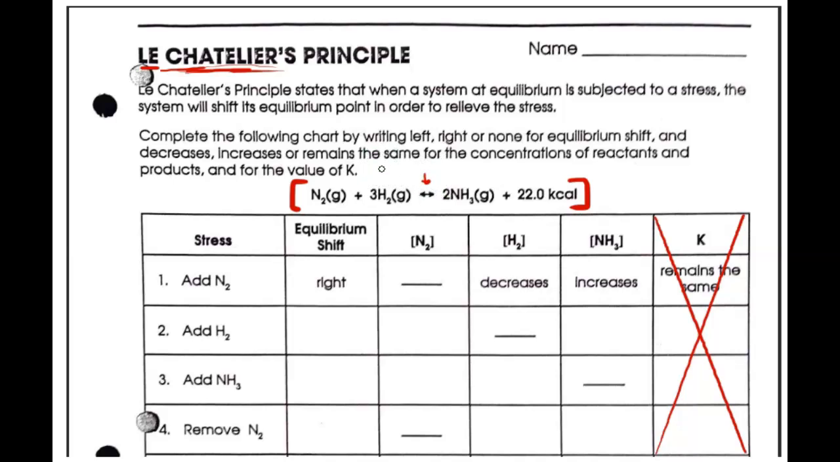Now, if we add stuff onto the left-hand side, then the whole reaction shifts to the right, and we'll start making more products. If, let me erase this, we add stuff to the right, the whole reaction will shift left and start making more reactants. If we subtract from the left-hand side, again, the reaction will shift left. If we subtract from the right-hand side, the reaction will shift right.